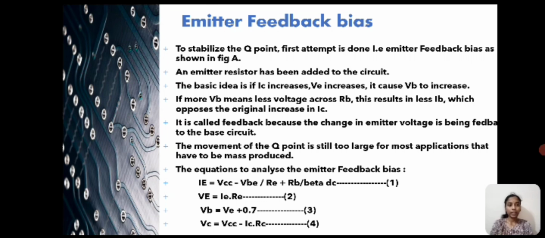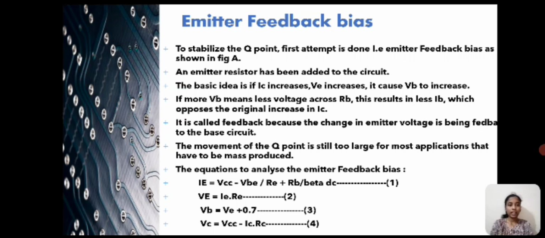The basic idea is if IC increases, VE increases. It causes VB to increase. More VB means less voltage across RB. This results in less IB, which opposes the original increase in IC. It is called feedback because the change in emitter voltage is being fed back to the base circuit. The movement of the Q point is still too large for most of the applications that have to be mass produced.